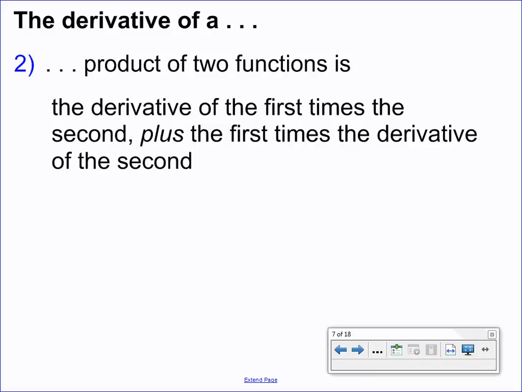We saw our product rule in number 6 on our Bellwork this morning. So the derivative of a product of two functions is the derivative of the first times the second plus the first function times the derivative of the second.